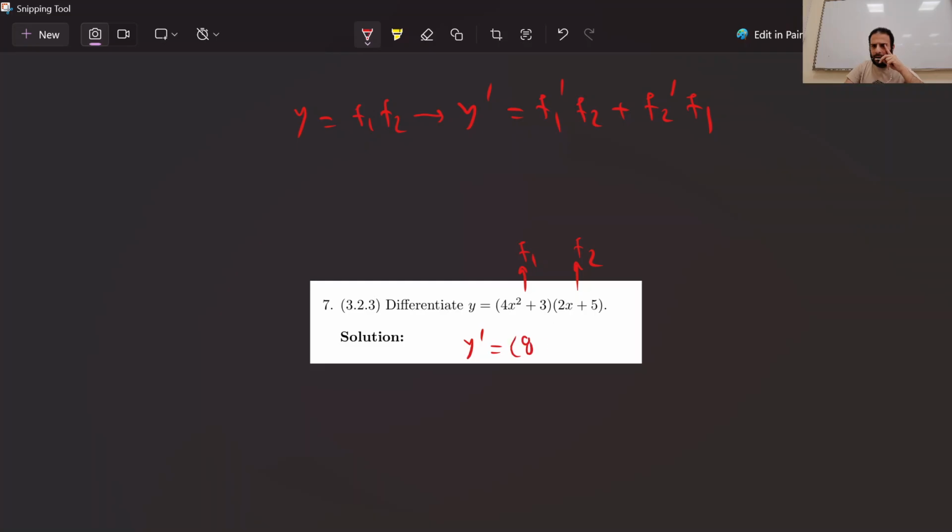Equals 8x times 2x plus 5 plus f2 prime, which is 2, times f1. This equation is just about finding the derivative, so no need to simplify this here. There is another method to solve this. Multiply these two parentheses and then find the derivative.